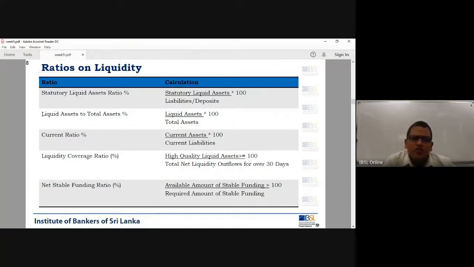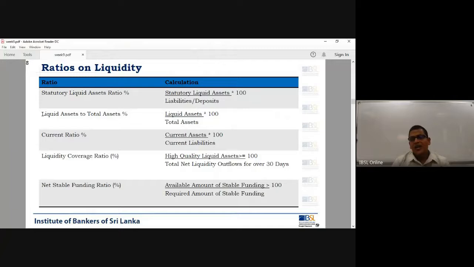And the current ratio, of course, is not popular for banks, but it is popular for finance and other companies, a production company, IT company, other companies. The current ratio you would have studied already, at A level and so on. The current assets divided by the current liabilities and multiplied by 100.